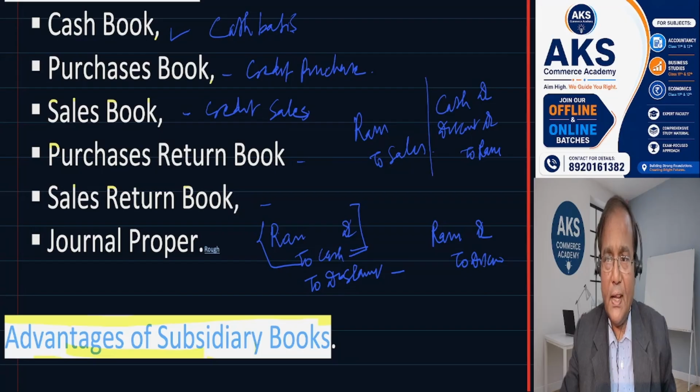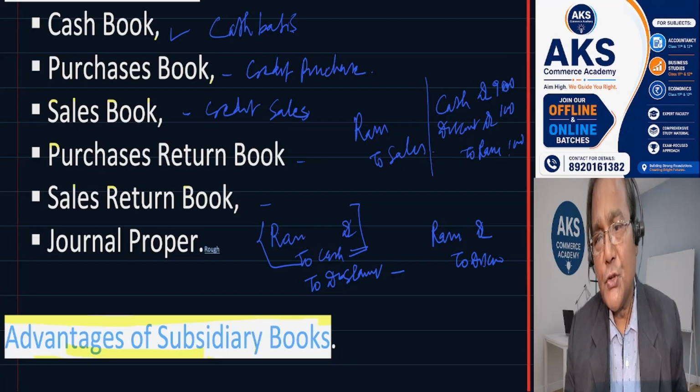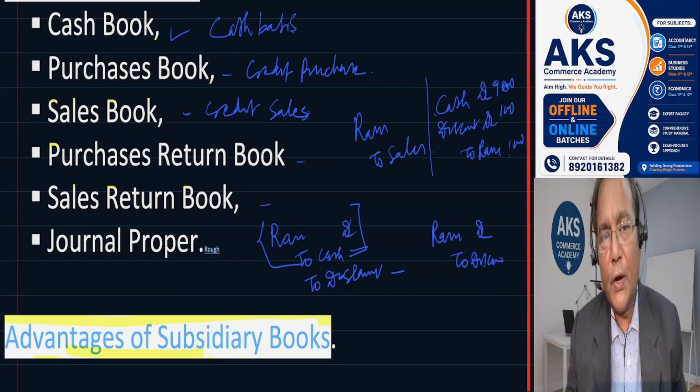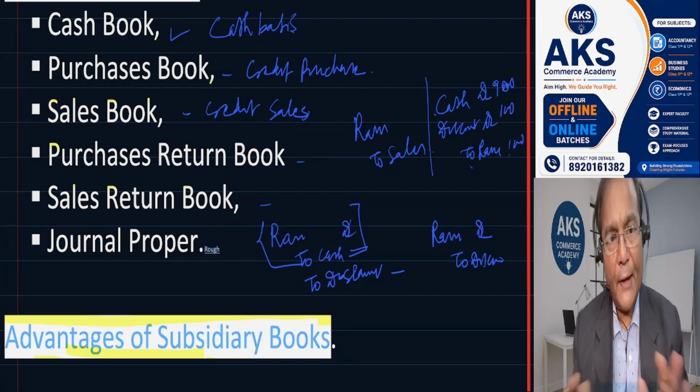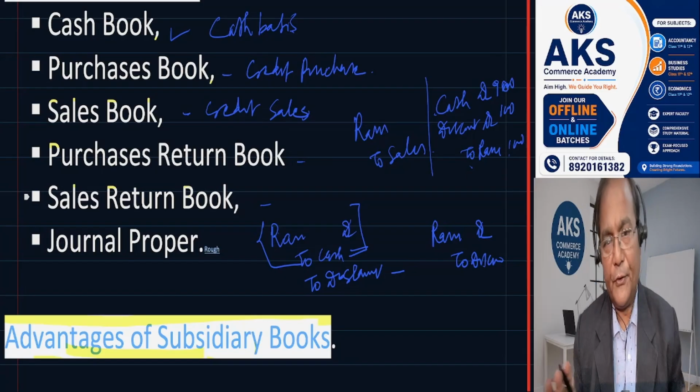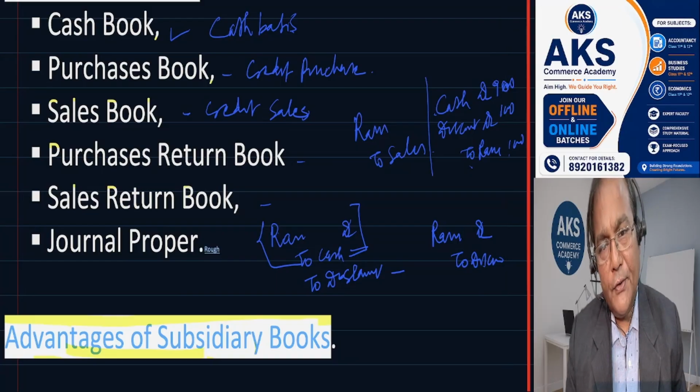So supposedly 900 rupees we have received and 100 rupees is the discount that we have provided. So 1000 rupees is the credit given to Ram. This cash to Ram is going to be entered in the cash book. Discount to Ram will be entered in journal proper. I hope this is understood by all of you. Let's now move on to the next part.